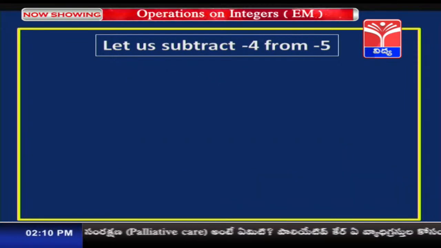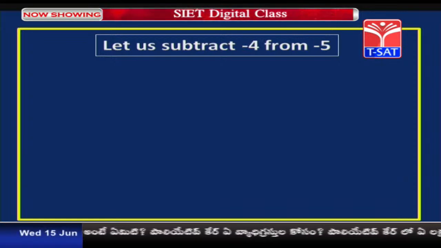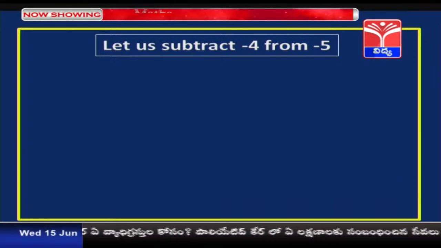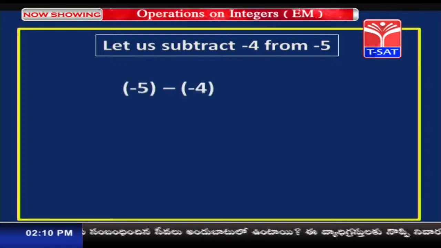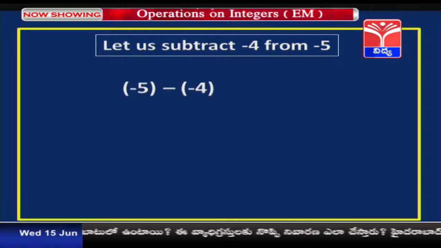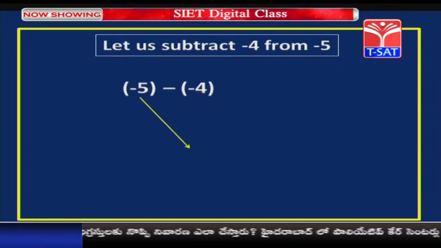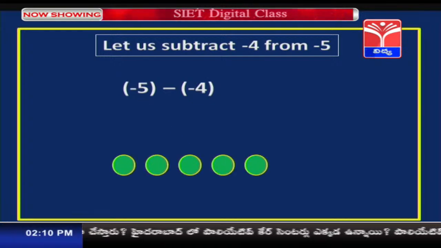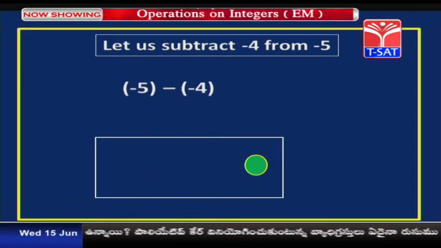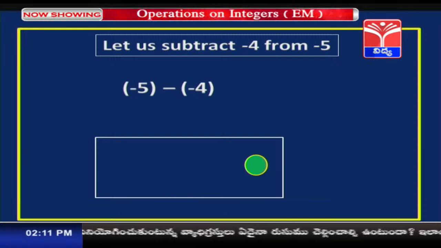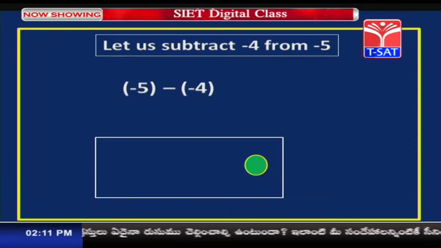Now, let us take one more example, that is when we subtract two negative numbers or negative integers. So, subtract minus 4 from minus 5. So, minus 5 minus of minus 4. So, minus 5 again represents 5 green coins, and minus 4 means again from that we simply remove 4, because we have 4 negative counters here, right. So, from that 4 is removed.